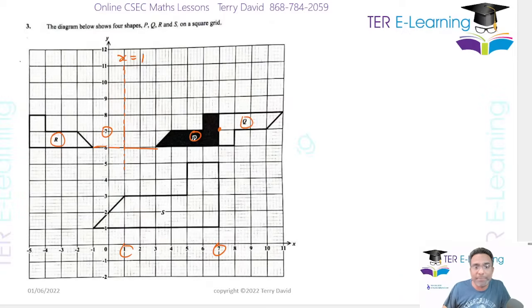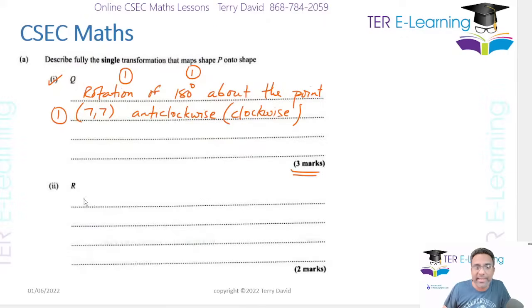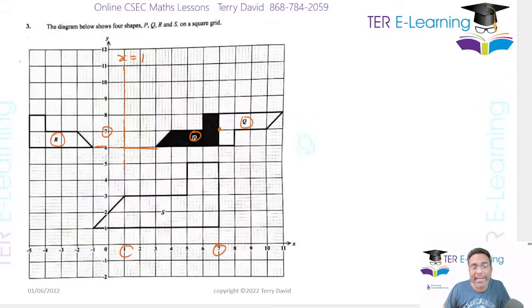So therefore, when they tell you to describe the transformation, all you're going to say here is a reflection in the line x equals 1. That's it. It's a reflection in the line x equals 1. That's what it is, right?